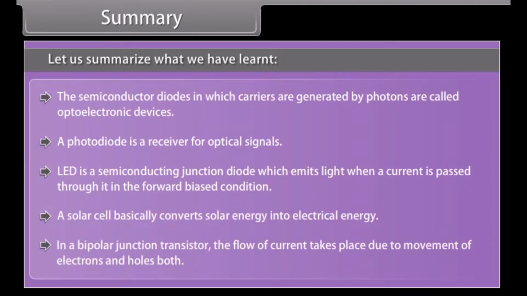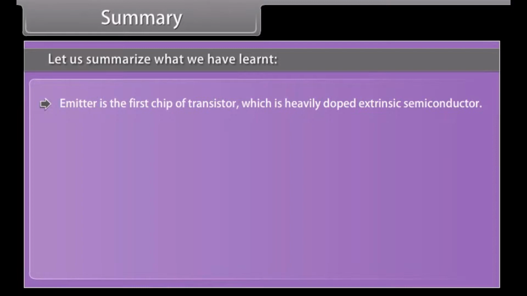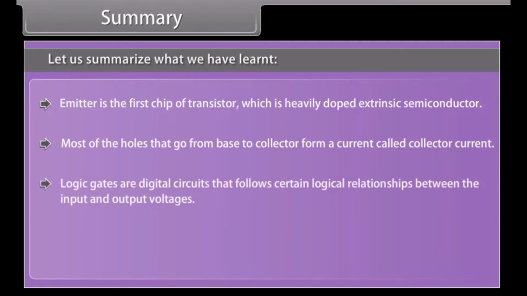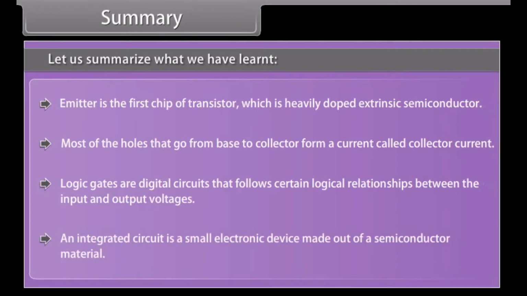In a bipolar junction transistor, the flow of current takes place due to movement of electrons and holes both. Emitter is the first part of the transistor, which is a heavily doped extrinsic semiconductor. Most of the holes that go from base to collector form a current called collector current. Logic gates are digital circuits that follow certain logical relationships between the input and output voltages. An integrated circuit is a small electronic device made out of a semiconductor material.